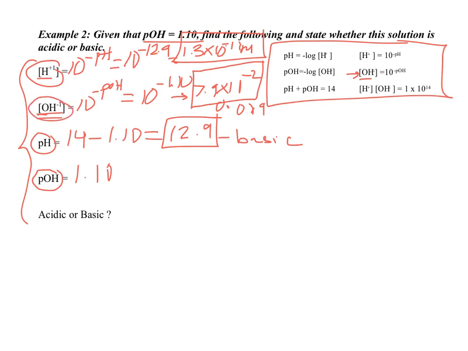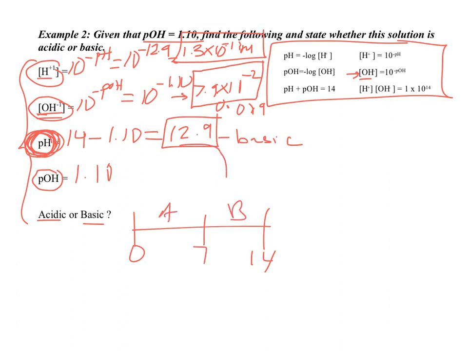So to decide if it's acidic or basic, I personally just always look at the pH scale. And I'm going to draw it lots and lots of times so it sticks in your brain. And if we have a pH of 12, then that falls in the basic region.